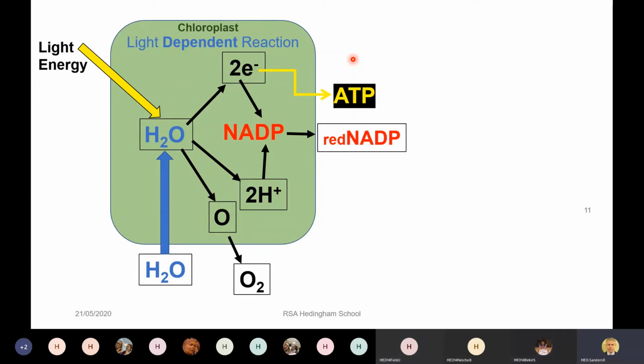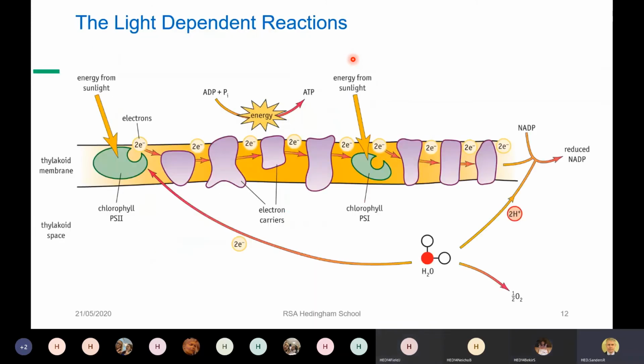Is everybody okay with that so far? Any questions? Okay. Right, now we're getting into the real detail. This is the most detail we will do at the moment.